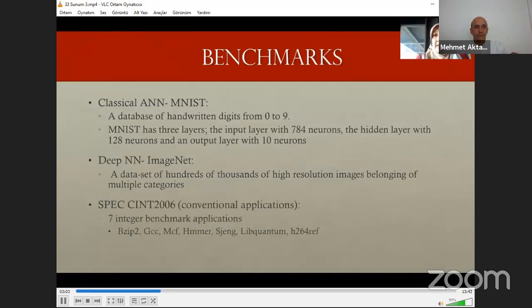And finally, as a comparison, we use SPEC 2006 as conventional applications. We choose 7 integer benchmark applications from that benchmark: BZIP, GCC, MCF, HMMER, SJENG, LIBQUANTUM and H264.